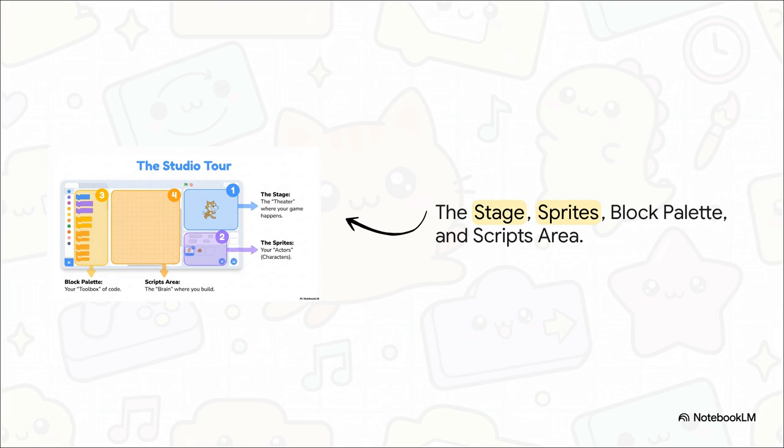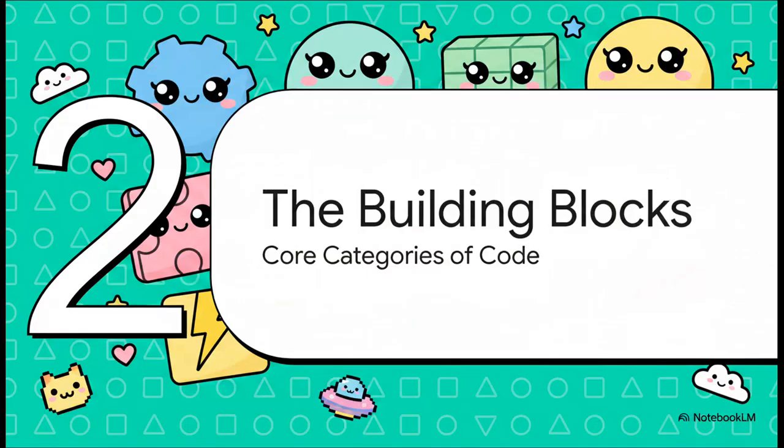Over on the far left, at number 3, is your block palette. This is your ultimate toolbox, all neatly color-coded, holding every command you could possibly give. And finally, taking up all that big space in the middle at number 4 is the scripts area. This is the brain. This is where you drag your blocks, snap them together, and write the actual script for your actors to follow. Moving on to Section 2, the building blocks.